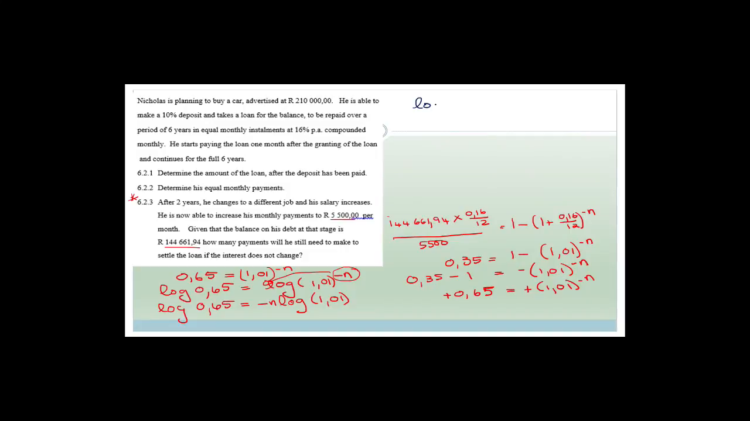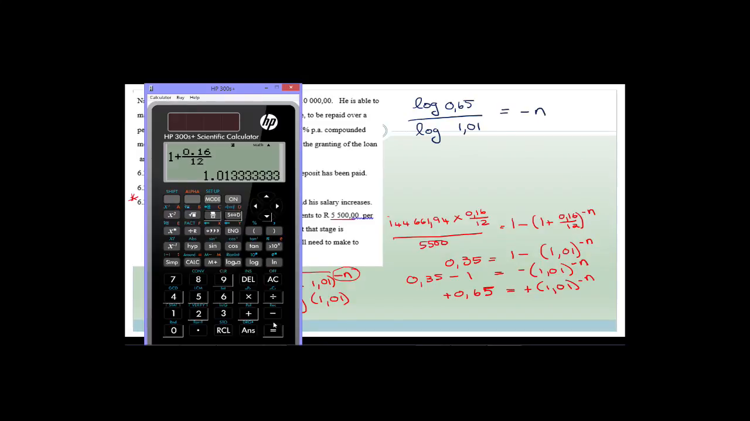So I'm going to go log of 0,65 divided by the log of 1,01 is equal to negative n. So now all we need to do is get out our calculator and clear it, and we go log of 0,65 bracket divided by log of 1. No, let's try again.